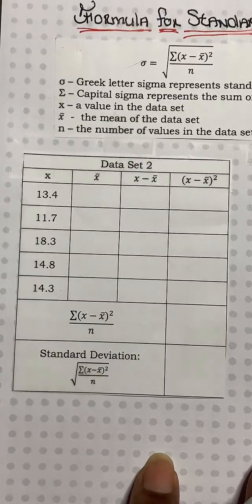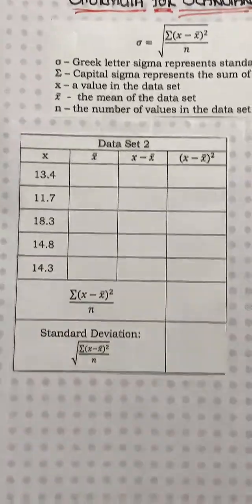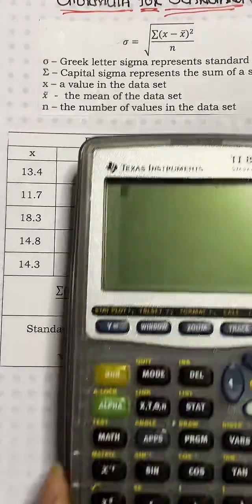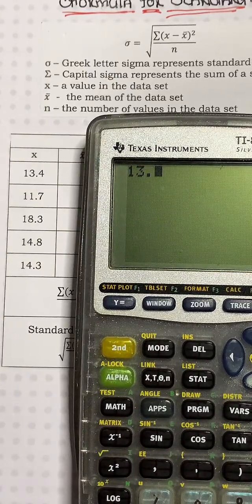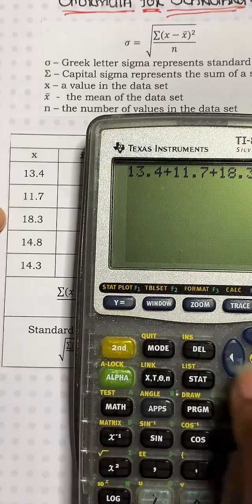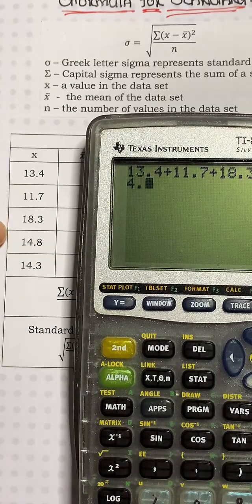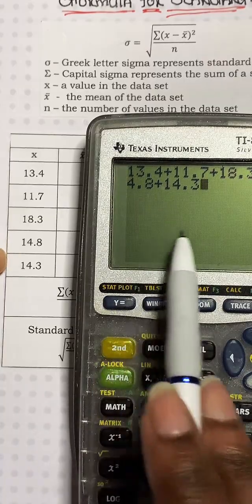All right, so when we take a look at this, the first thing that we're going to need is to calculate our mean. The way that you calculate the mean is you take all of these numbers and add them up. I'll just do it the regular way. So if I add them up, plus 11.7 plus 0.3 plus 14.8, 14.3. Okay, making sure that my numbers are right where they need to be.